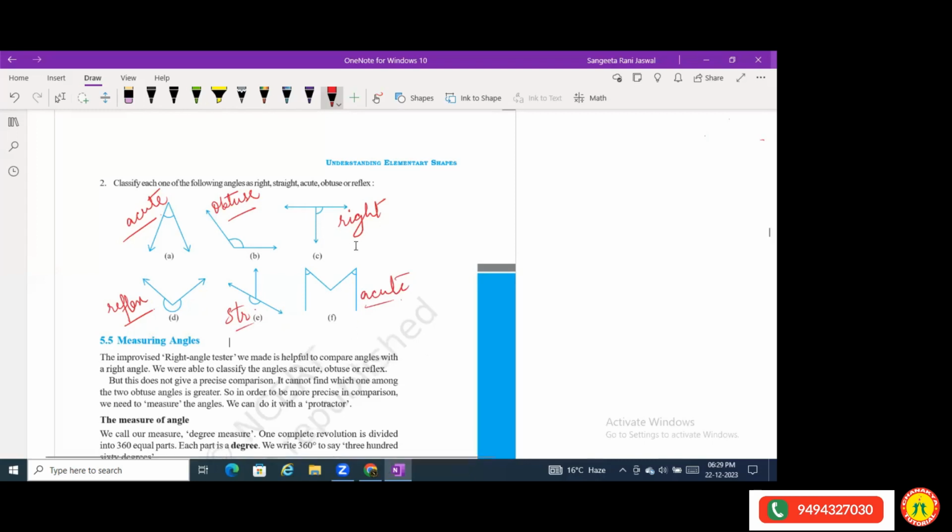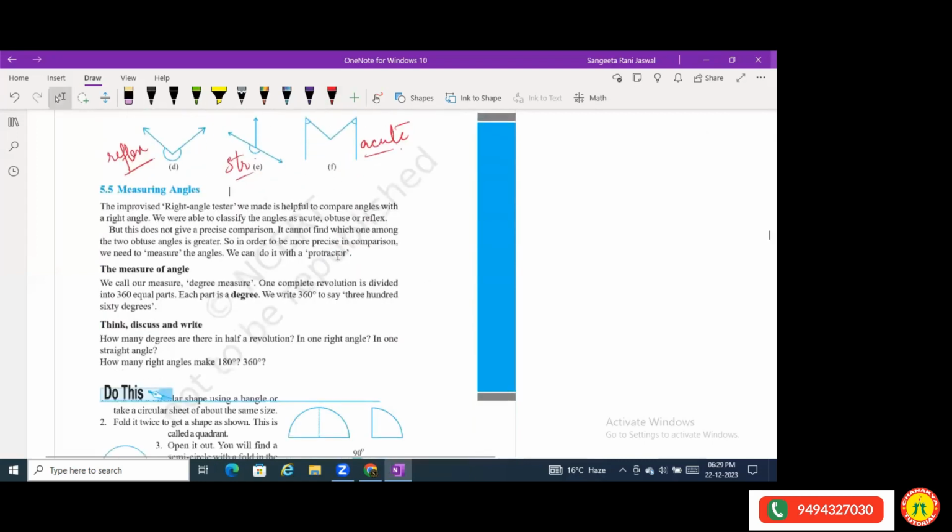Good. Let's move ahead. Now it's measuring angles. Now children, so far we were discussing the angles just by observation. Just by looking at it, we were giving our estimates, whether greater than 90, less than 90, greater than 180, less than 180. But now we are going to find the exact measurement, and that can be done only with the protractor.